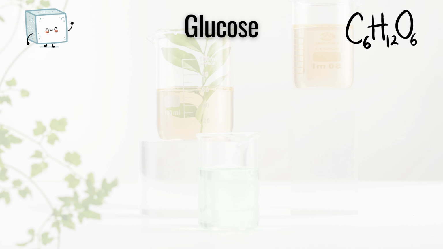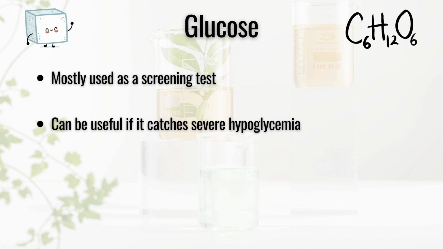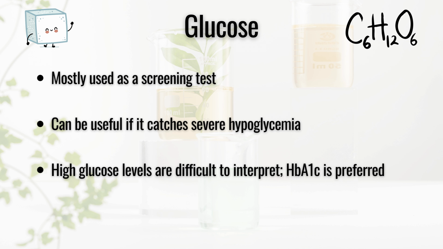In the tail of the fishbone is the glucose level. Like the BUN and creatinine, the glucose level isn't exactly super helpful, but is a decent screening test. It's really only useful if it catches severe hypoglycemia, which is low blood glucose levels. Low glucose levels are really bad for the brain. High glucose levels are difficult to interpret without multiple checks and under fasting conditions.